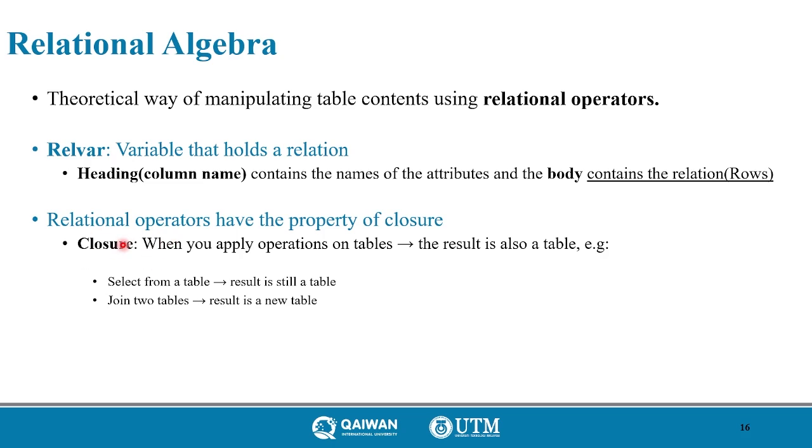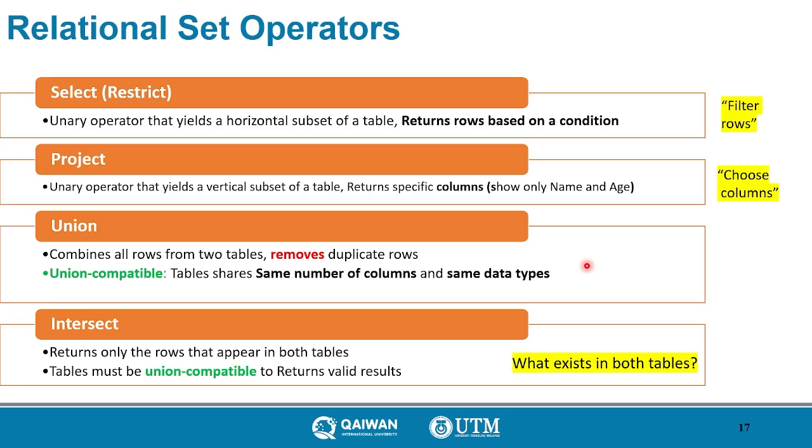What does closure mean? It means that when we select from a table, the result is a table again. Joining two tables also results in a table. So when we apply operations on a table, we get a table as a result, not anything else.